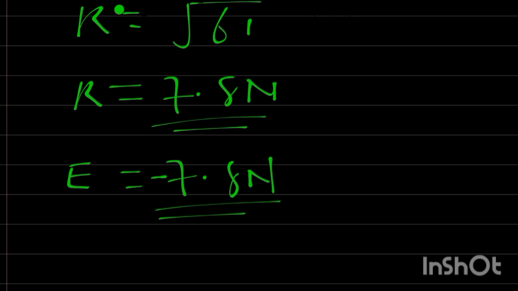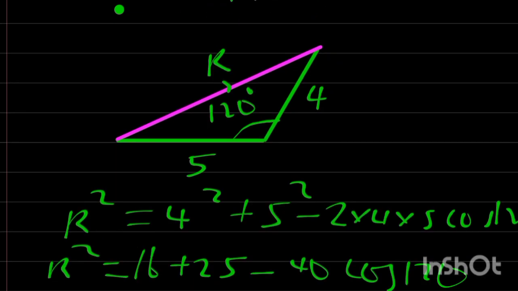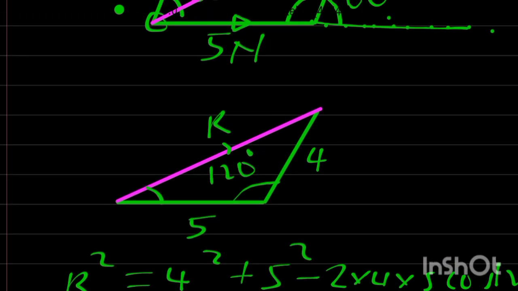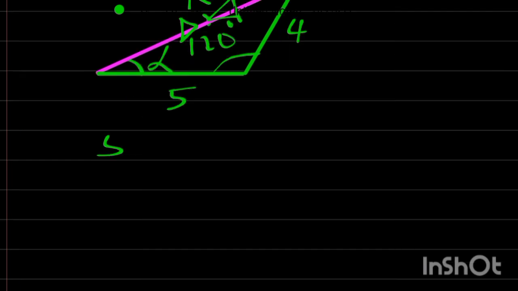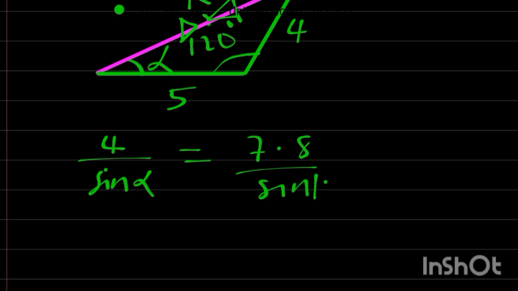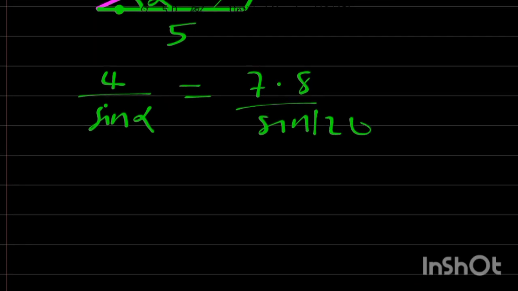Now the next thing we need to calculate, because it is a vector, is the angle it makes with the horizontal. Let's represent that angle with alpha. Now we want to calculate alpha, which is the angle the resultant and the equilibrant make with the horizontal. Using the sine rule, we have 4 over sine alpha is equal to 7.8 over sine 120.